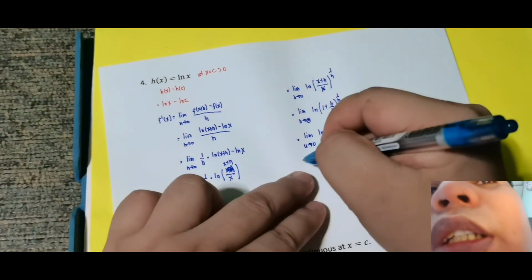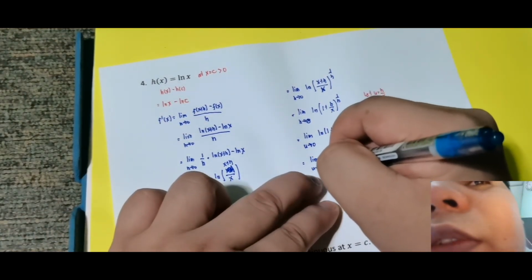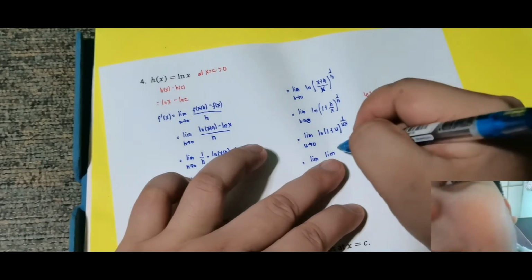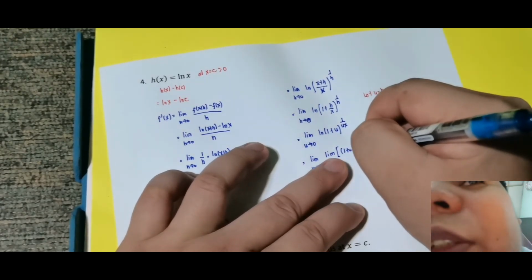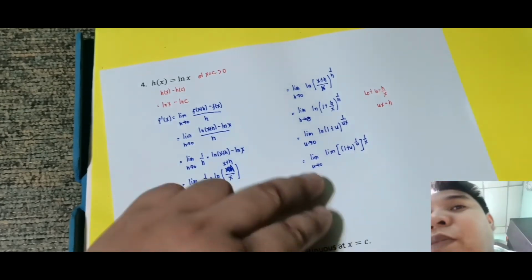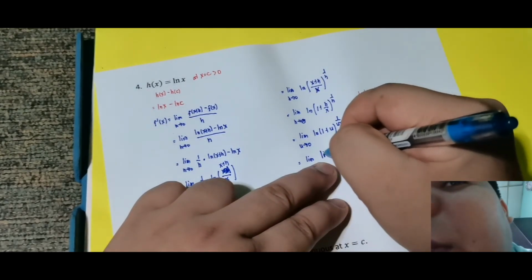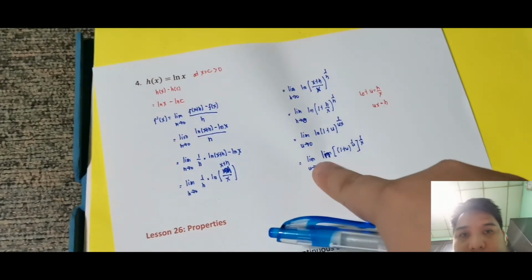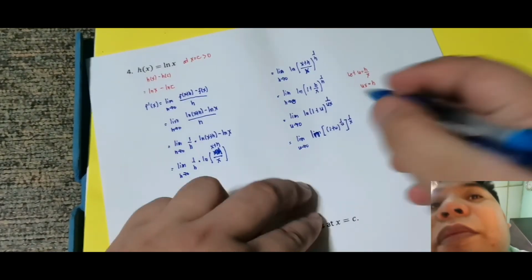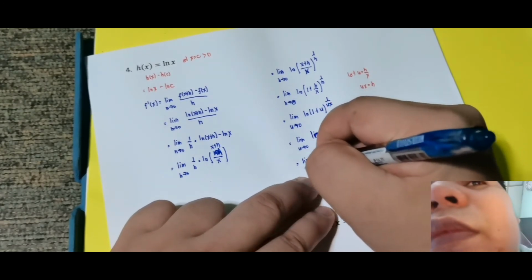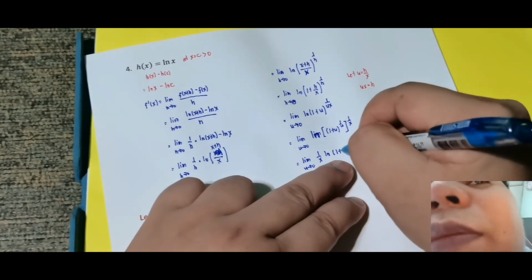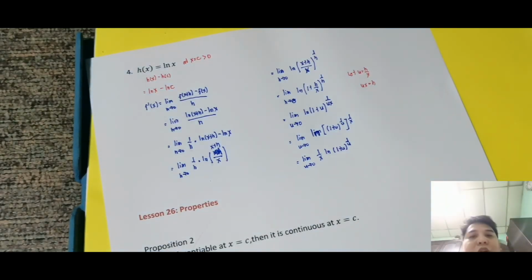Ang gagawin ko, this is equal sa limit as u approaches 0. Ang mangyayari ganito, magiging ln of (1 plus u) raised sa 1 over u, hiniwalay ko, tapos may 1 over x. Okay, next, yung ln na yan, bababa ko yan dyan. Pwede mangyari yun. So this is limit as u approaches 0 ng 1 over x, tapos ln ng (1 plus u) raised sa 1 over u.